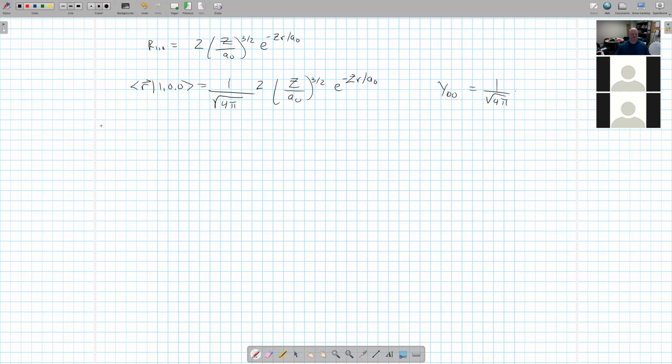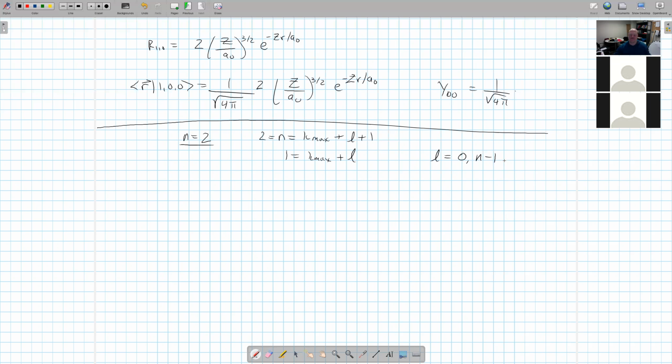Let's do another one. Let's make sure we know what we're doing here. So next one we're going to look at is the first excited state. So let's do n is equal to 2. So if n is equal to 2, we then have n is equal to, again, k max plus l plus 1. Since this is equal to 2, that gives us 1 equal to k max plus l. Now, as we also talked about last time, l could be equal to anywhere from 0 to n minus 1.